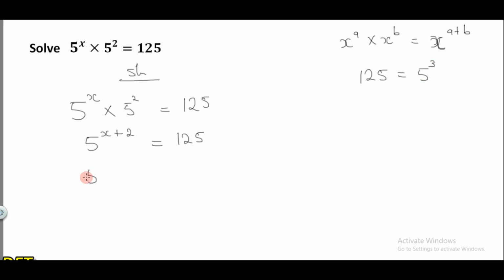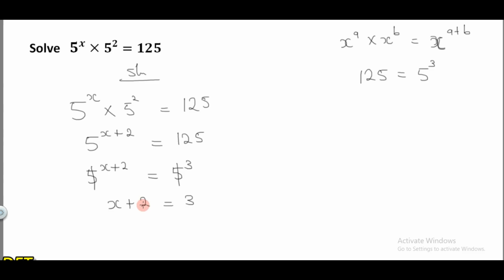So this will be 5 raised to the power of x plus 2 is equal to 5 raised to the power of 3. Since the base numbers are the same, this 5 will cancel out this 5, right? So my x plus 2 will be equal to 3. X plus 2 is equal to 3. So x cannot be added to 2.